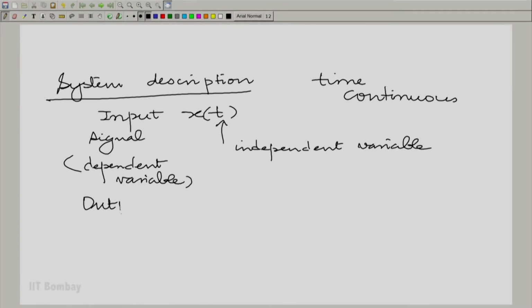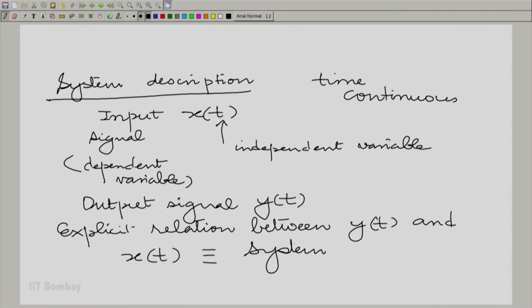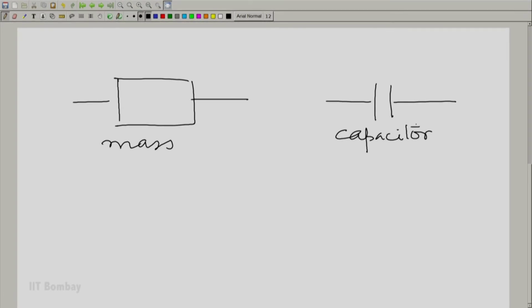So, we had an input signal, similarly we have an output signal y of t. An explicit relation between y of t and x of t is what we call a system description. What is the system description for the mass and the capacitor together? The mass and the capacitor, in this case the input is the force and the output is the velocity.